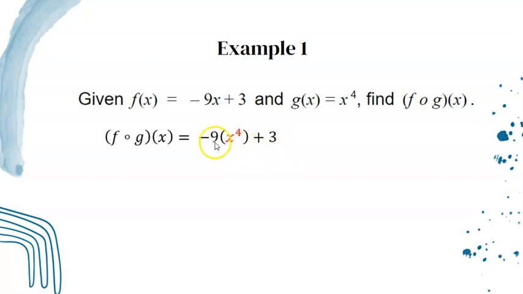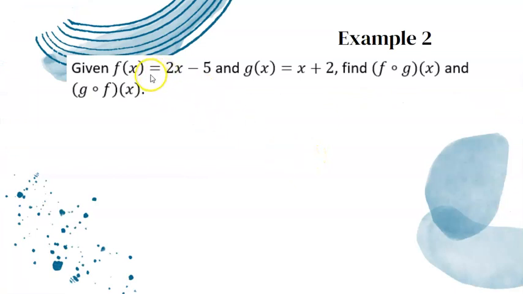And here, because I have a negative 9 in front of this parentheses, I can think about distributing it in, but there's only one thing it goes to. So you're just looking at that really as negative 9x to the fourth. And so this is as simplified as it can get: negative 9x to the fourth plus 3.